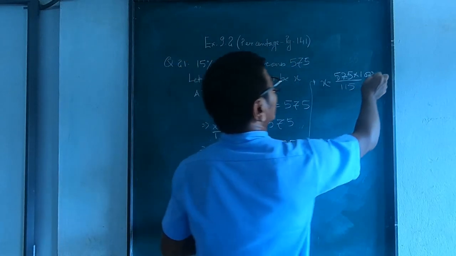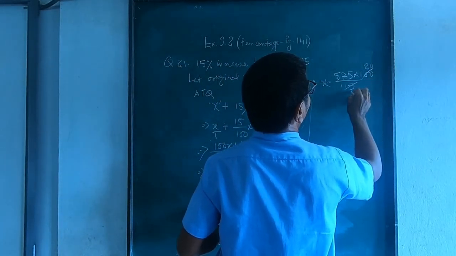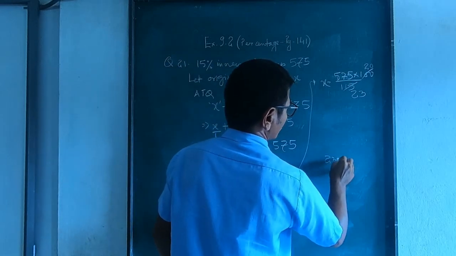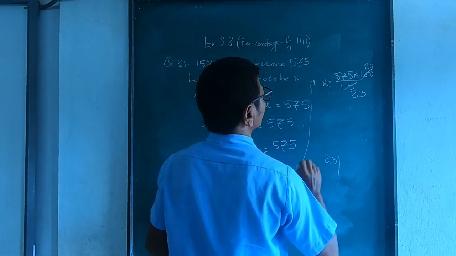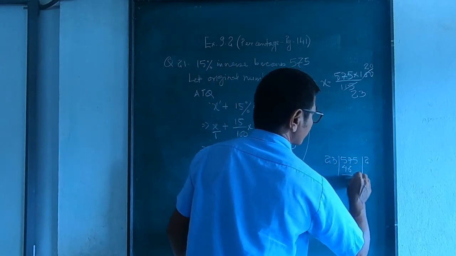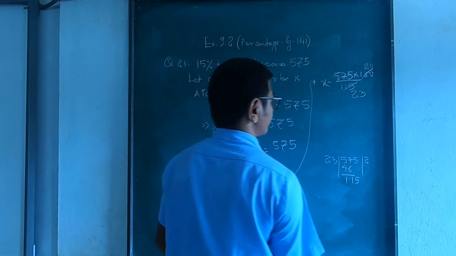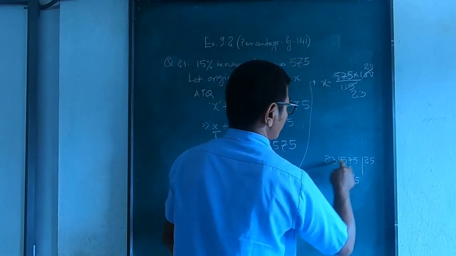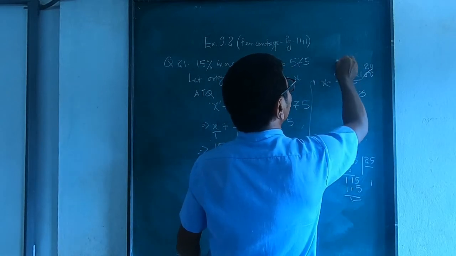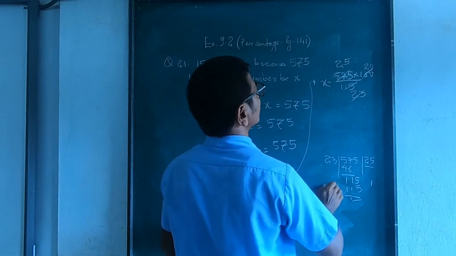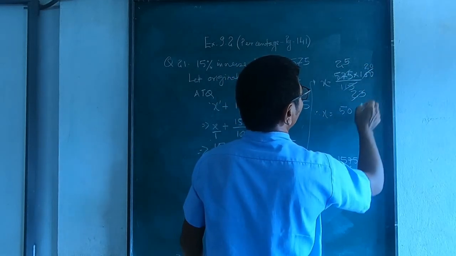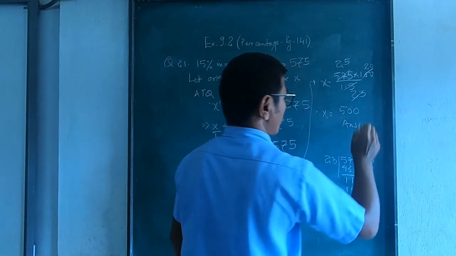575 into 100 divided by 115. We know that 115 is 23 fives. If you try dividing 575 by 23, I'm just showing you for your rough. 23 twos are 46. 23 fives are 115. So it comes 25. So 23 times 25 is 575. Therefore, x equal to 25 into 2, 50, and 1, 0, 500. This is our required answer.